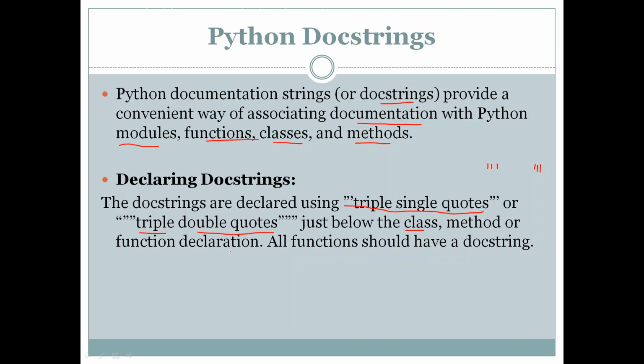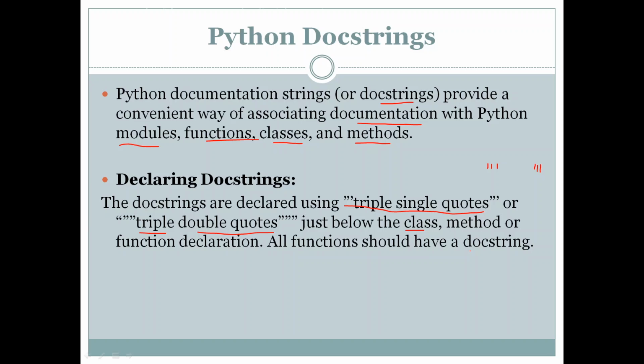Now whenever we declare a class or a function or a method, just below the declaration we have to declare a docstring, and it has to be declared in triple single quotes or triple double quotes. All functions should have a docstring. As I've said, all built-in functions already have a docstring, but even the user defined functions which we create should have a docstring associated with them.